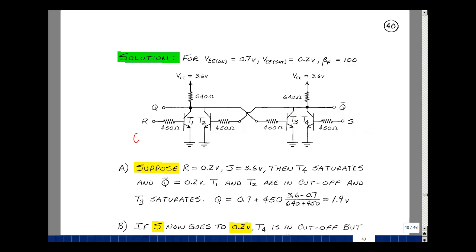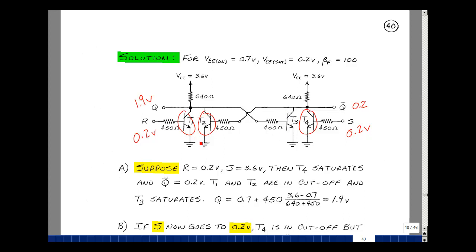Suppose now we put logical zeros on both the reset and the set line initially. That's going to cut off this transistor and cut off this transistor. With these two transistors, let me assume that T3 saturates. That makes this equal to 0.2. And with that being 0.2, this is going to be cut off. And I have that same path for current again, and this makes this 1.9 volts. And that was based on assuming that T3 saturated.